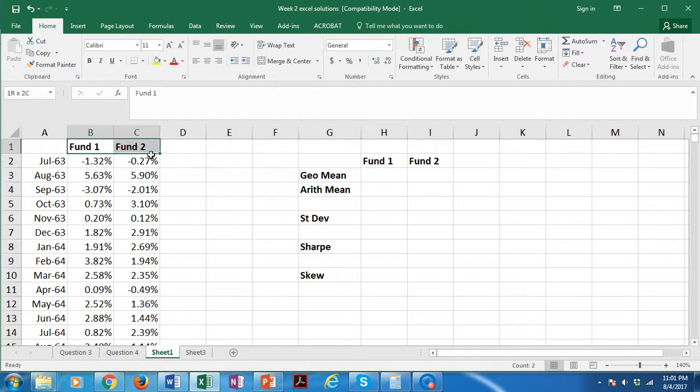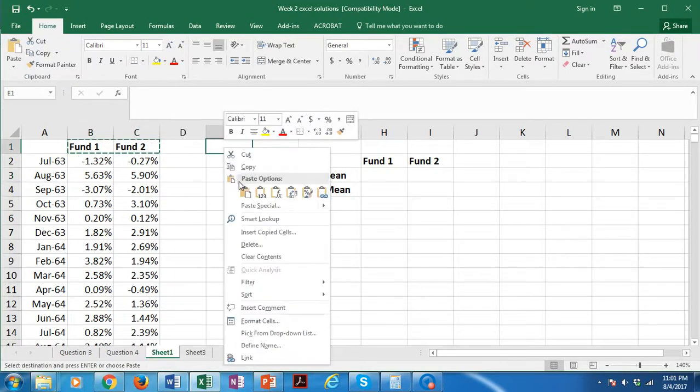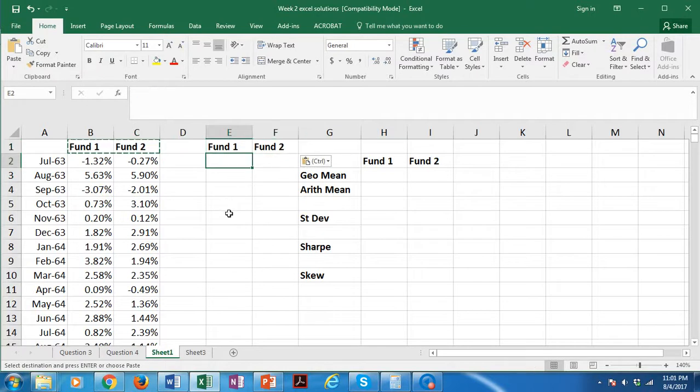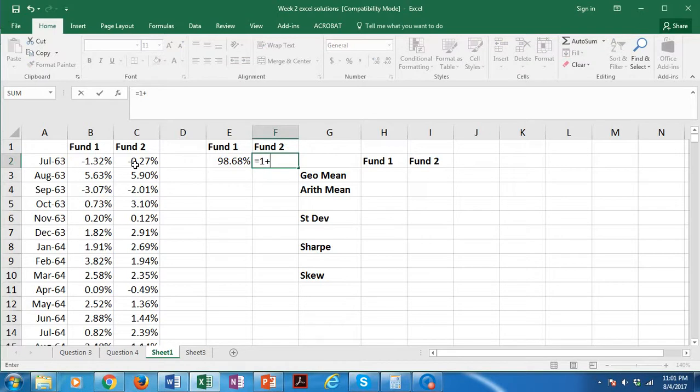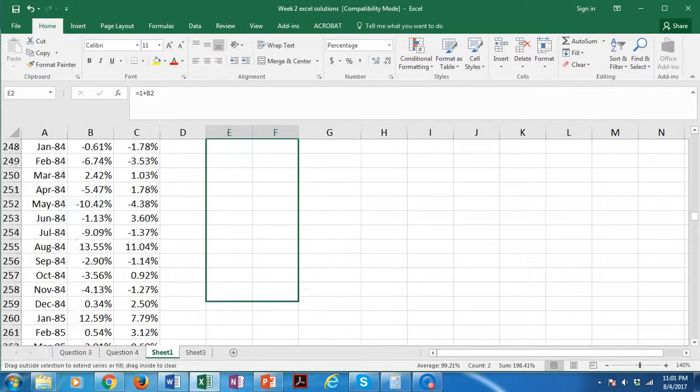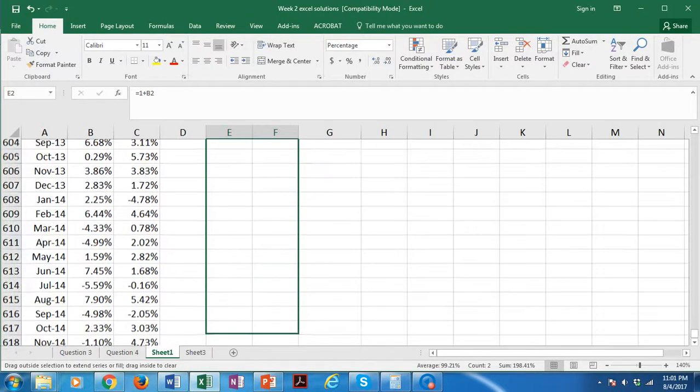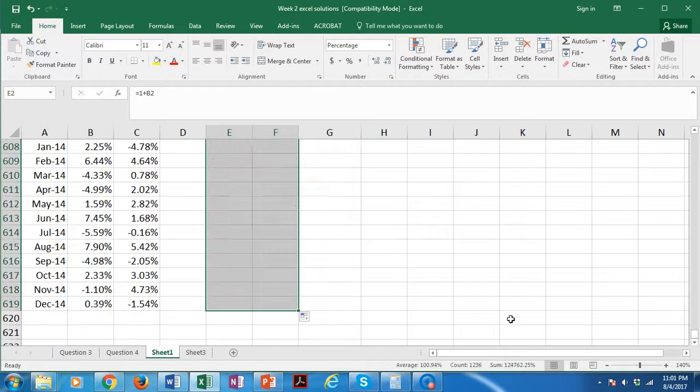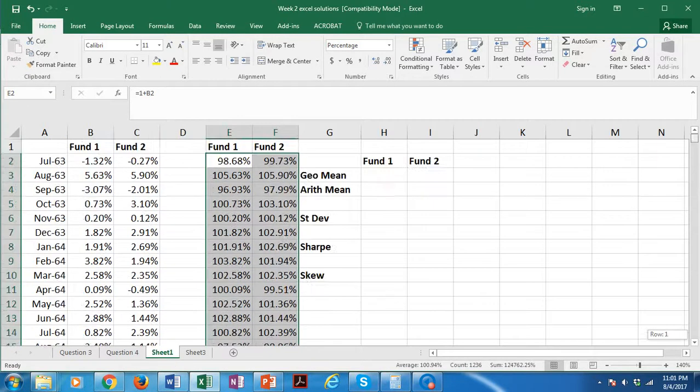So let's equal 1 plus this one and equal 1 plus fund 2's return. So these are the returns of fund 1 and fund 2 after adding 1. So we just scroll it down and we change the raw returns to 1 plus return.